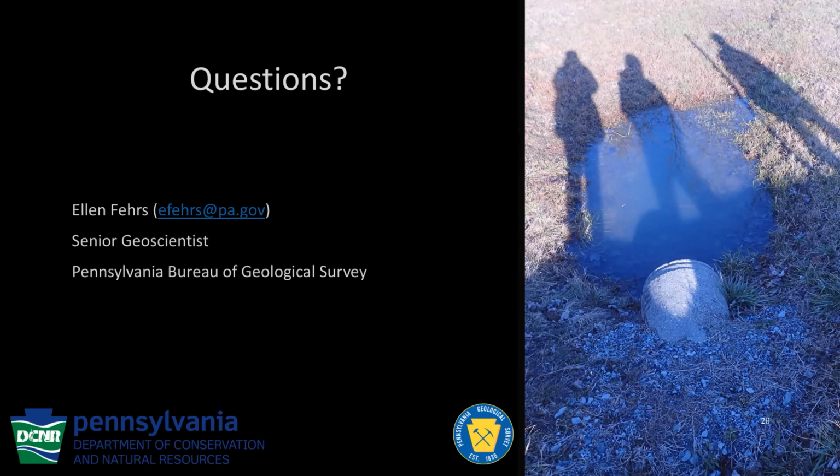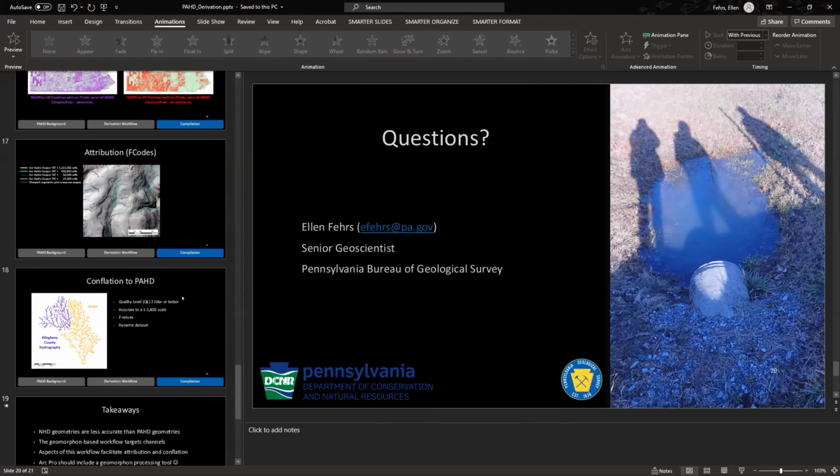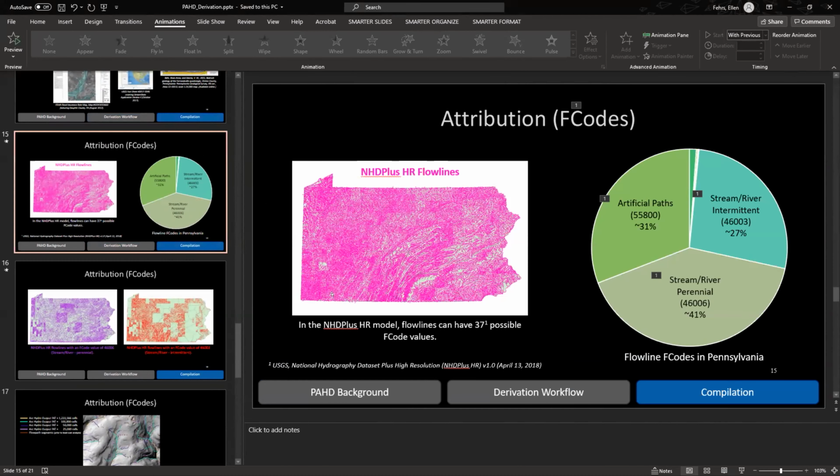I got a question from Lee saying, Ellen, could you show the finished map and compare to the prior vector map? So I think he's talking about the NHD versus what I've produced so far. I would be happy to send out more examples. I don't think I have time to pull up the data right now. But like I said, the one benefit the NHD has over what I have so far for PAHD is they do have statewide coverage.